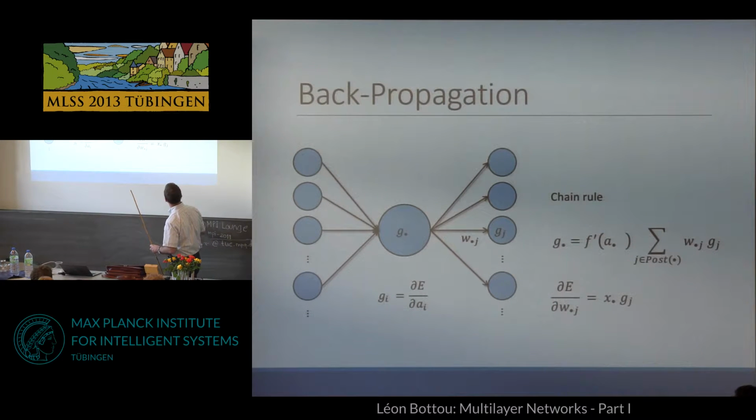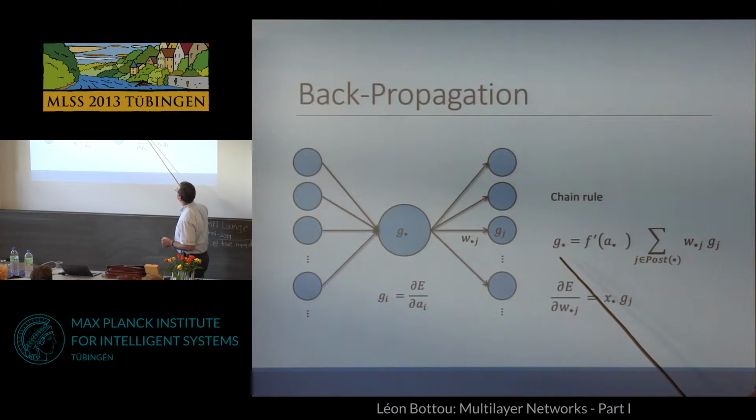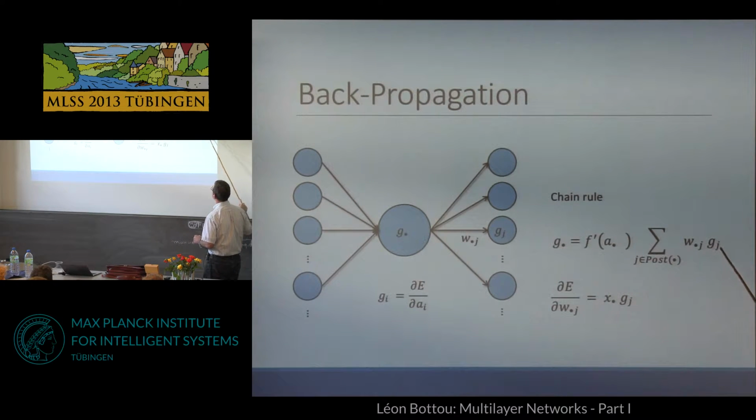Suppose that what I'm going to call gi is the derivative of some error, which is going to be mean square error, over the activation of unit i. And suppose I know the gj on all these units here. I can use the chain rule and show that gi is f prime of ai times the sum over the post units of wij gj.